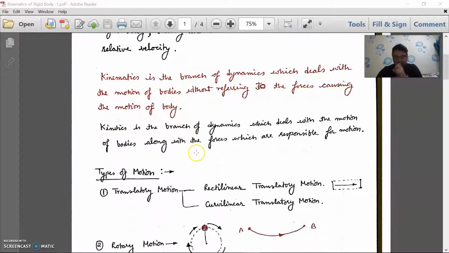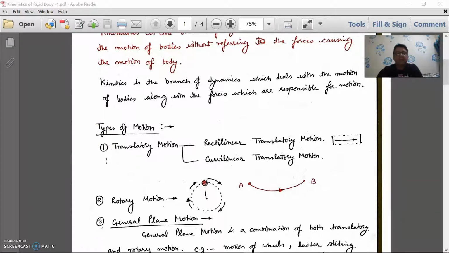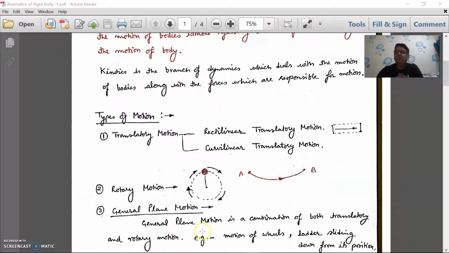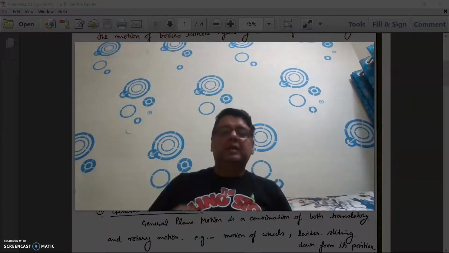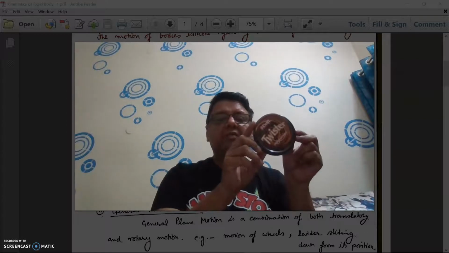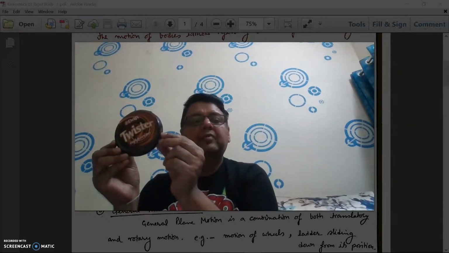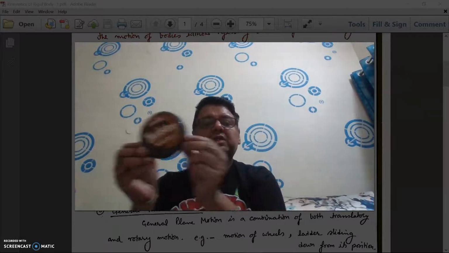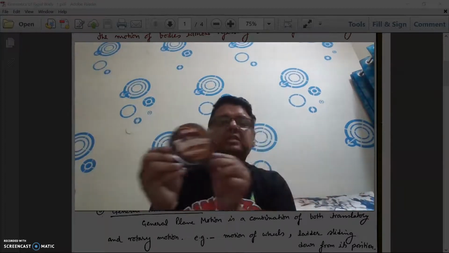Okay. Then very simple, when we study different types of motion, it is called translatory motion, then rotary motion, and then general plane motion. I'll tell you what we mean by translatory motion, right? So for that, see, if I have this object, and this object will go like this, this type of motion is called translatory motion. It is going in a straight line, right? It is called translatory motion.